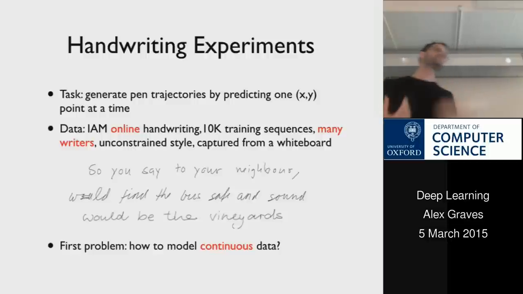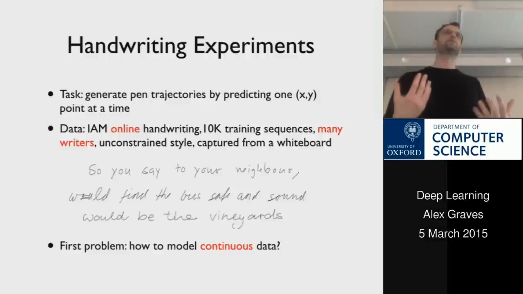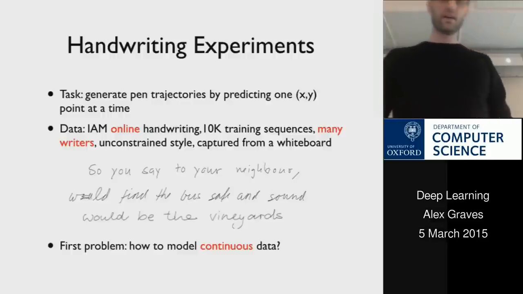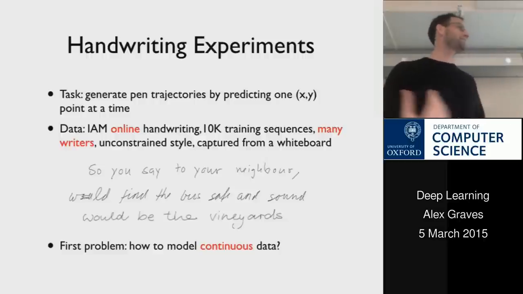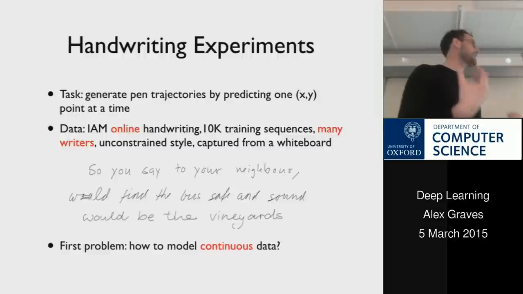This is as opposed to some data sets where people are, for example, told to write isolated words or even isolated characters and to write very neatly. All of that made it much more interesting, in my opinion, as a test bed for a generative model. The first problem I faced was how to deal with this continuous data. It's low dimensional, only two points at a time, but it's still real valued.